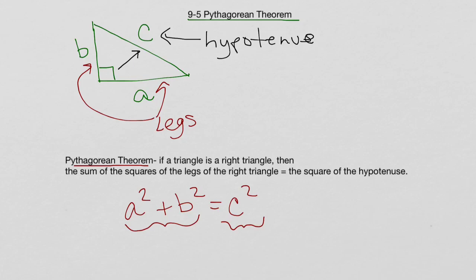And you can use the Pythagorean theorem to find the lengths of missing sides of any right triangle. For instance, if you're given two sides and you want to find the third side, you plug the two sides into this formula and you solve for the missing side. Let's try an example. I'm going to write the Pythagorean theorem up at the top. A squared plus B squared equals C squared.